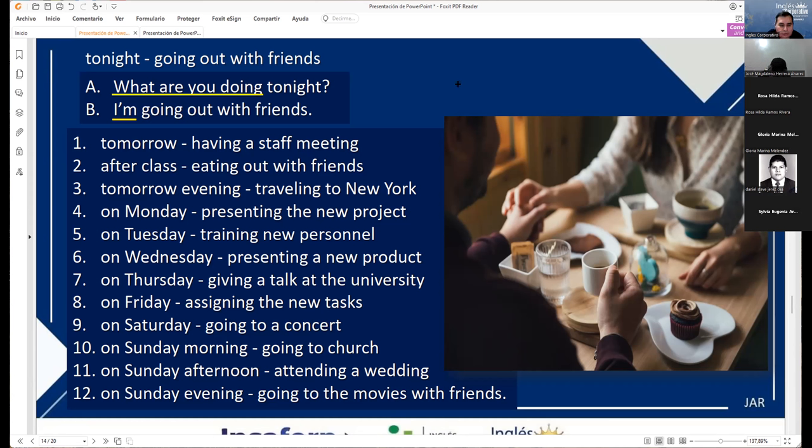Excuse me, ¿qué significa assigning the new task? Asignando las nuevas tareas. Tareas, okay, muchas gracias.